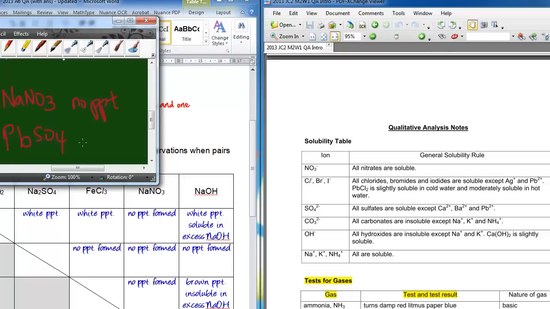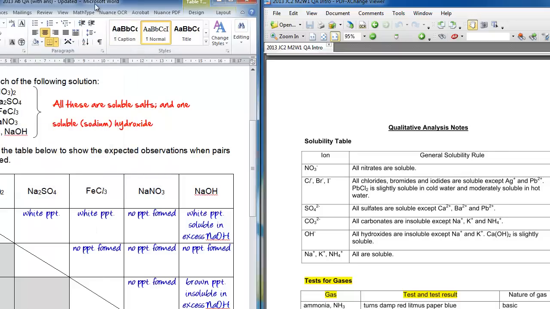So over here I get a white PPT. Because I have the formation of lead sulfate, I get a white PPT. So I will write down white PPT over here in this box. Okay, let us go through one more.